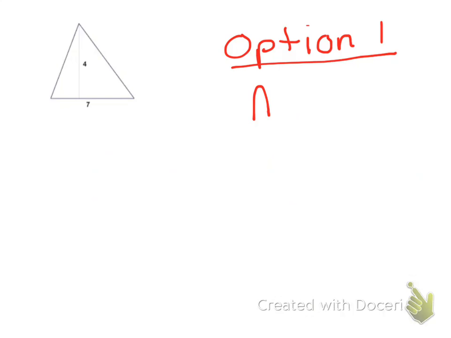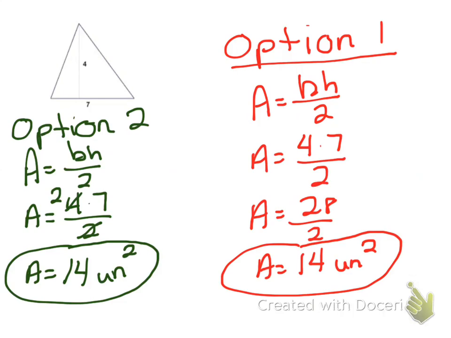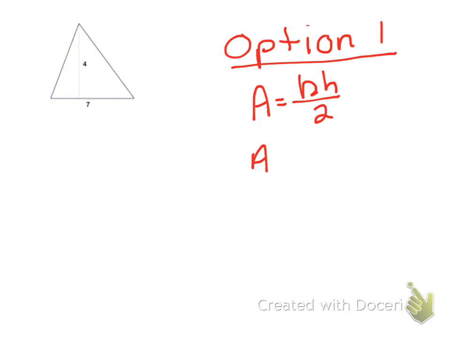Let's take a look at our first example here. I'm going to list my formula. I'm actually going to show you two different options on how to solve this. They'll both be very similar. The formula I'm going to use is A equals base times height divided by 2. So if I look here, I have just two measurements given to me: my base, which is 7, my height, which is 4, and I'm going to divide that by 2.